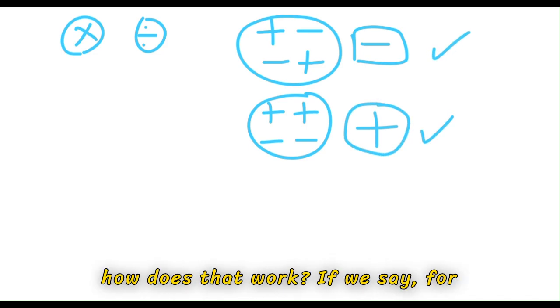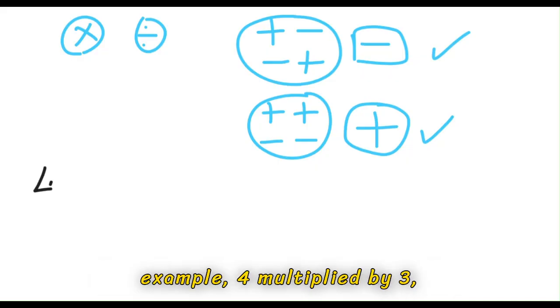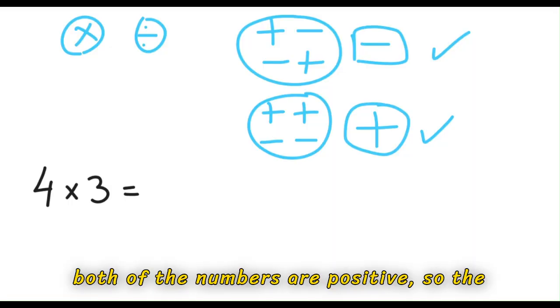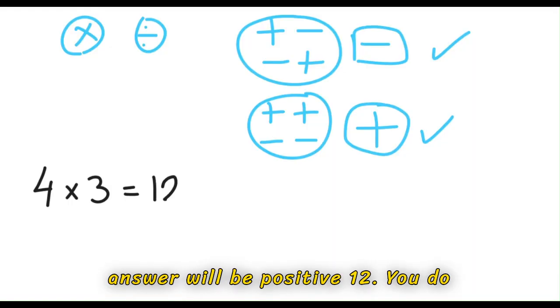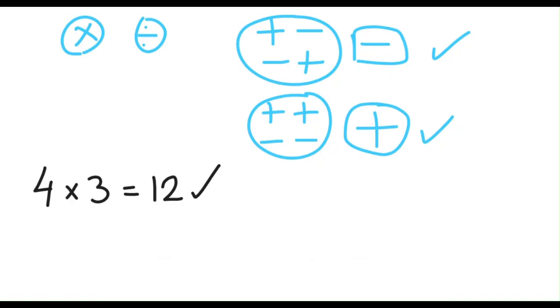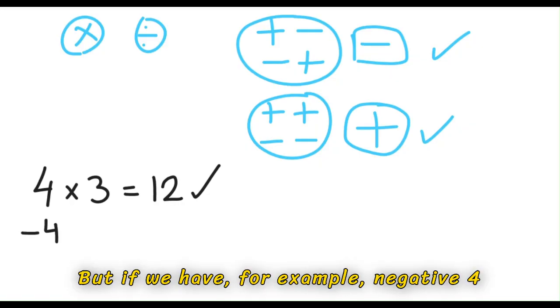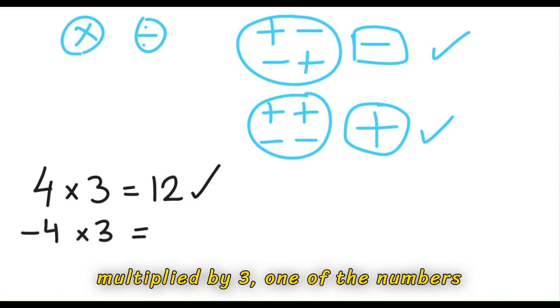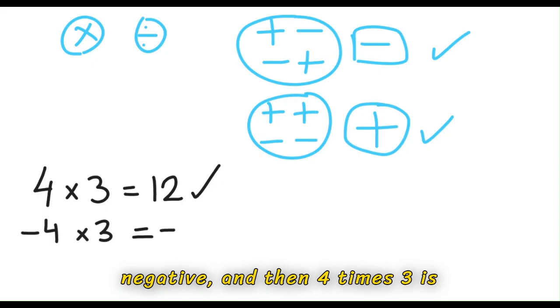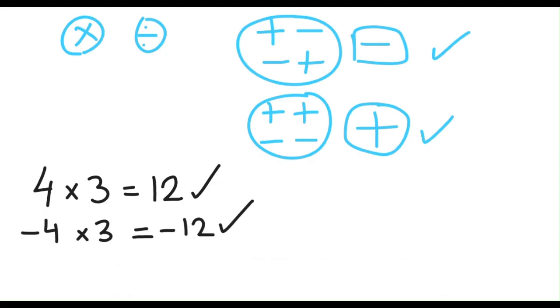Now, how does that work? If we say, for example, 4 multiplied by 3, both of the numbers are positive, so the answer will be positive 12. You do not have to write the plus sign. But if we have, for example, negative 4 multiplied by 3, one of the numbers is negative, so the answer will be negative. And then 4 times 3 is 12.